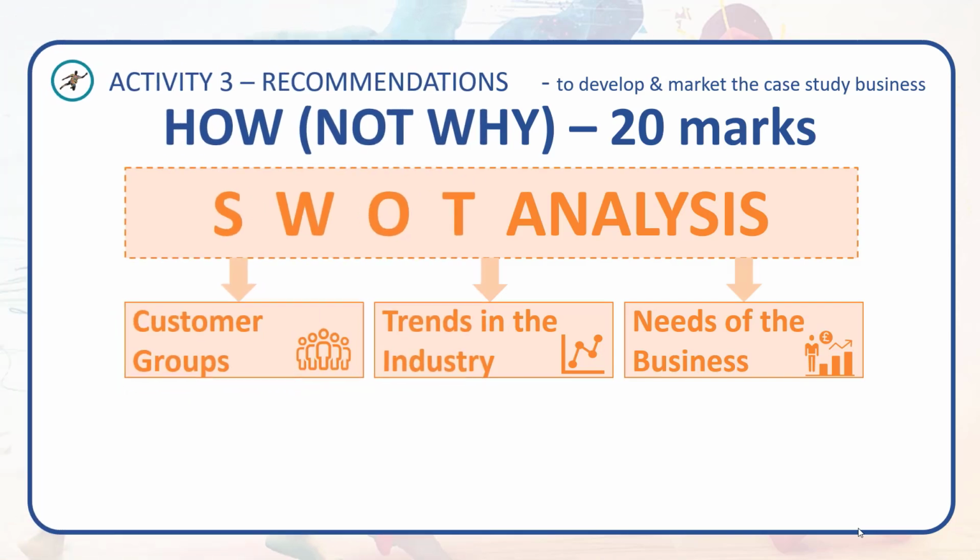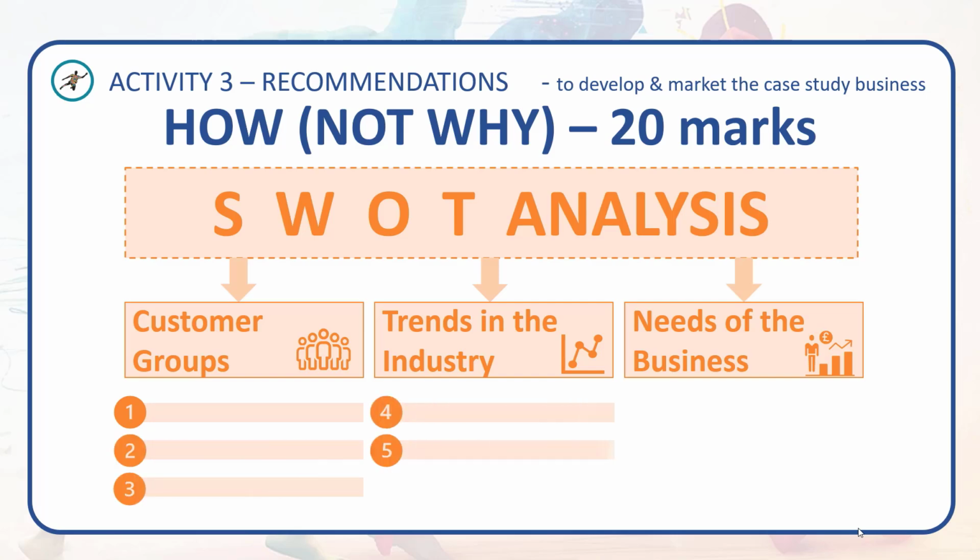Now, in terms of scoring really well, again, the examiners expect a comprehensive range of coverage across the specification, and in order to get into those top bands, certainly 3, if not 4, they're looking for at least 3 different points in each of those 3 areas. So 3 for customer groups, 3 for trends in the industry, and 3 for needs of the business.